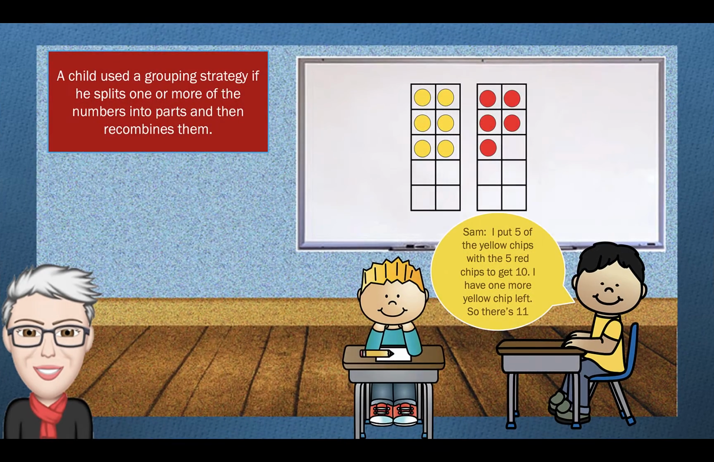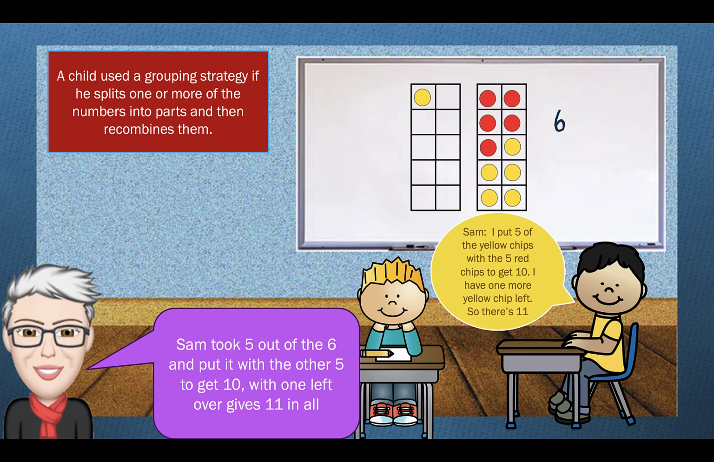Likewise, it is important that Sam's solution, I put 5 of the yellow chips with the 5 red chips to get 10. I have 1 more yellow chip left, so there's 11, is linked in the discussion to numerical quantities so that it becomes more than about seeing chips. As with Nicholas's solution, it is useful to ensure that the teacher actually moved the chips to show that they filled up the 10 and to show that 1 yellow chip remained. And it is important that Sam's solution is recast as taking 5 out of the 6 and putting it with the other 5 to get 10, with 1 left over, giving 11 in all.